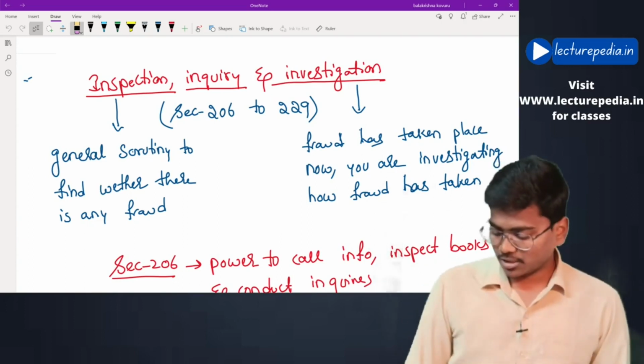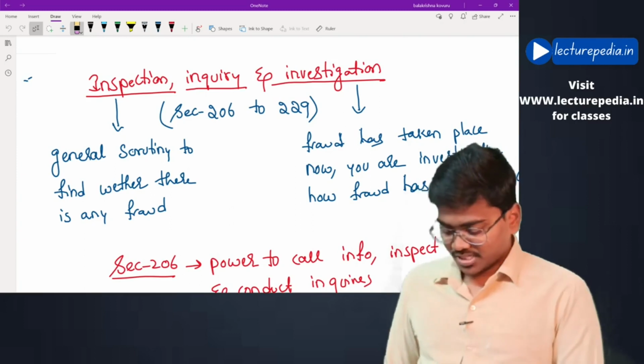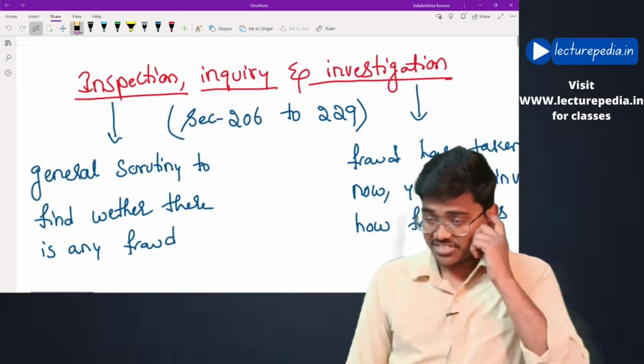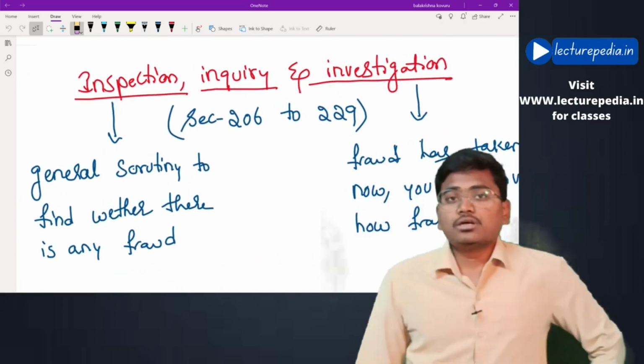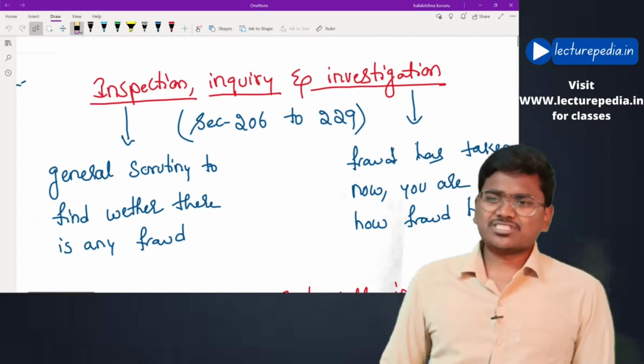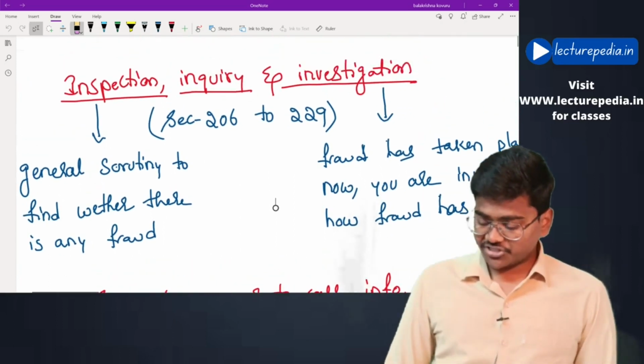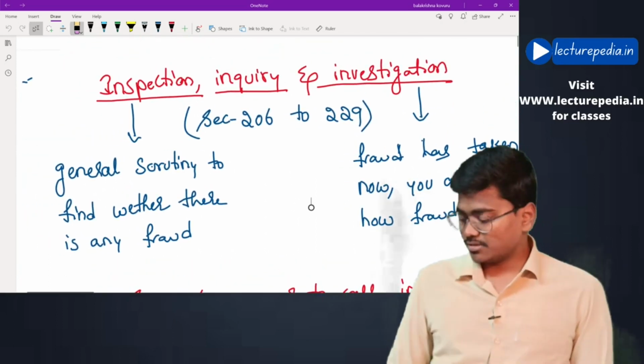Okay, now let us revise this chapter. Inspection, inquiry and investigation. We will be having section number 206 to section number 229. First of all, we will understand what is the difference between inspection and investigation.